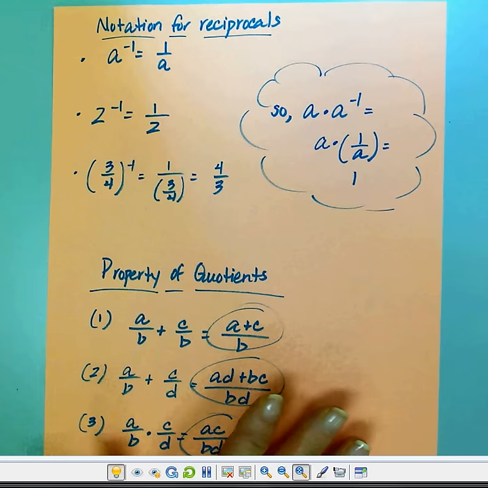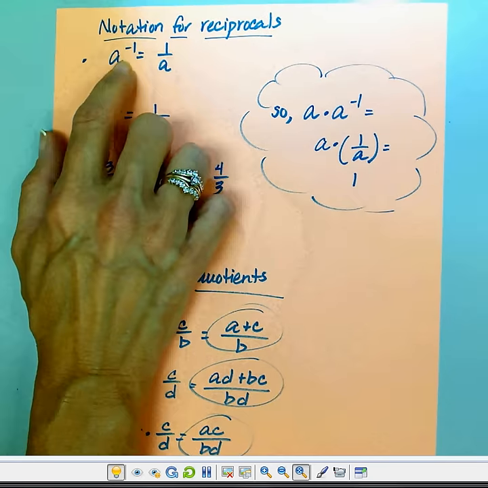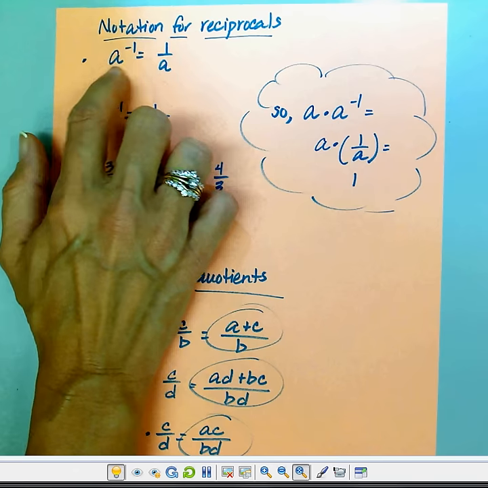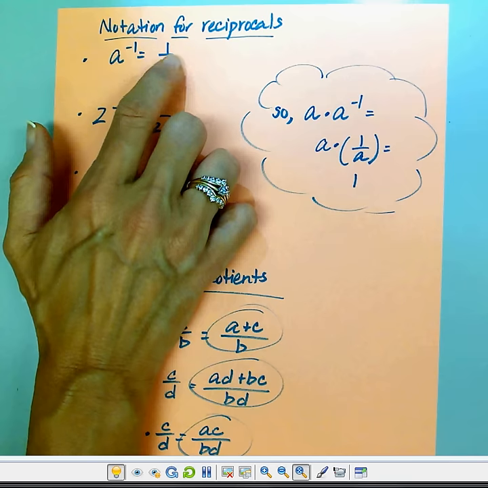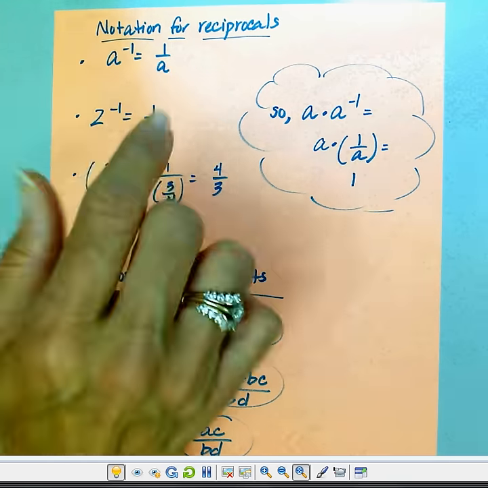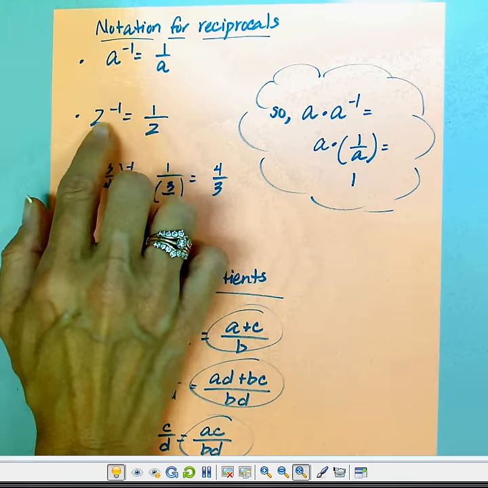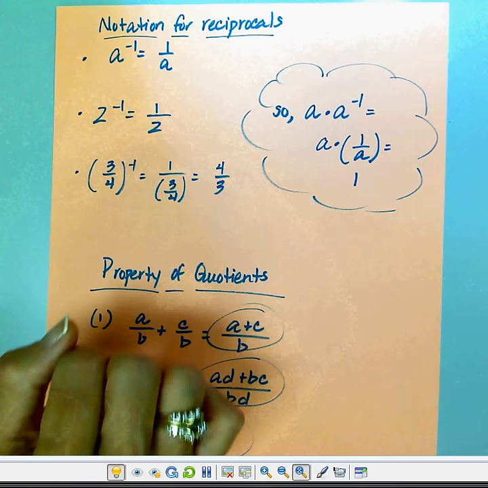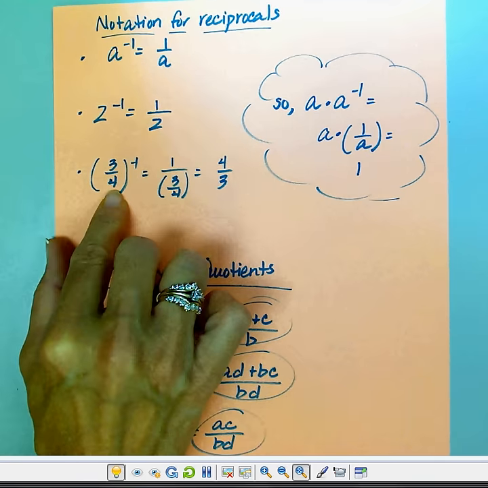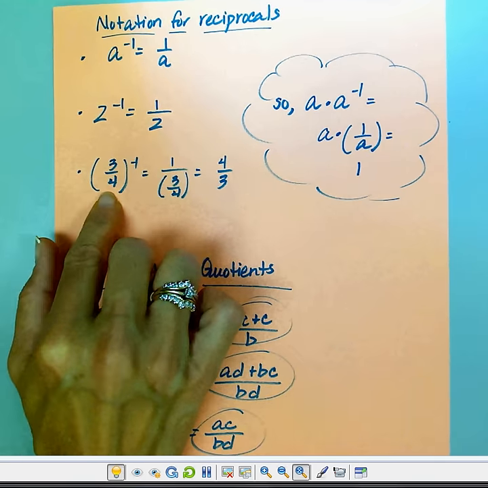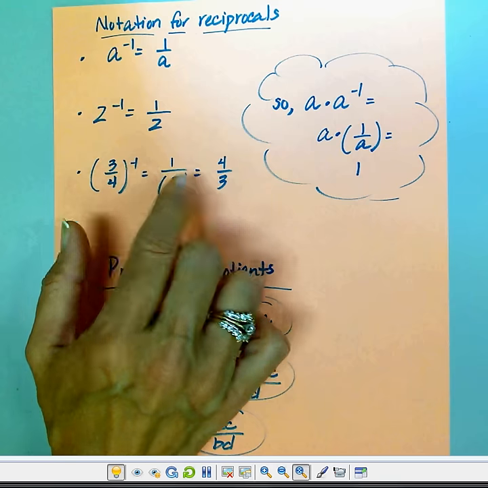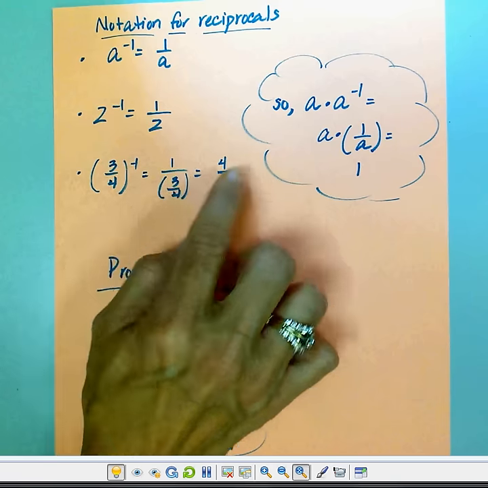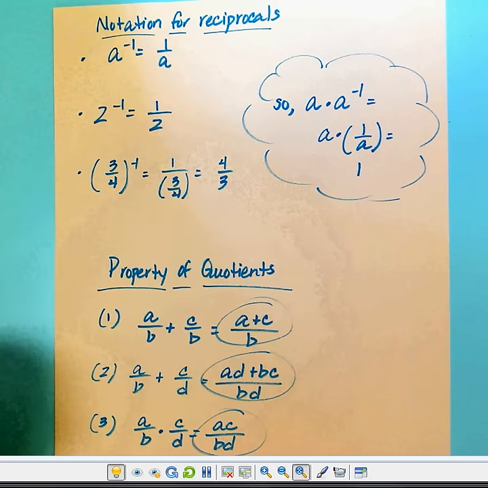Getting into some notation for reciprocals, anytime you see something to the -1, it really just means a to the -1 is the same as 1 over a to the +1, and this is going to lead us into negative exponents. So again, 2 to the negative 1 is the same as 1 over 2 to the positive 1. When I take a quantity to a negative exponent, so 3/4 to the negative 1, that's the same as 1 over 3/4 to the positive 1, which is the same as 4/3.